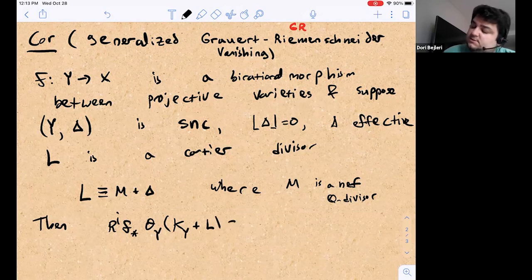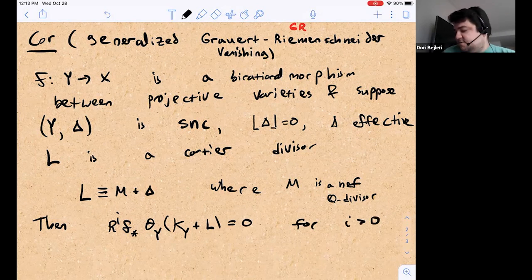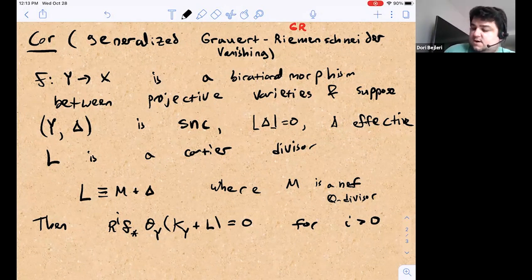KY plus L is 0 for i greater than 0. Okay, so maybe the key thing here is that we have this slightly weaker assumption that M is just Nef. But on the other hand, we have to assume that Y is smooth.